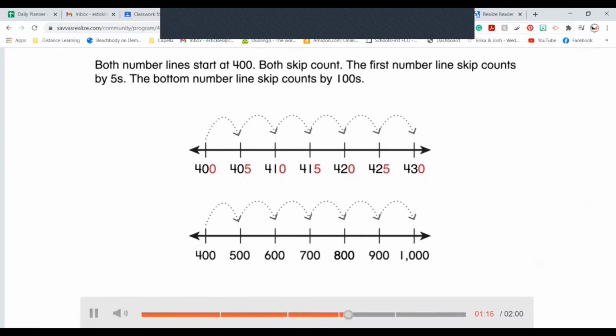Both number lines start at 400. Both skip count. The first number line skip counts by fives. The bottom number line skip counts by hundreds.